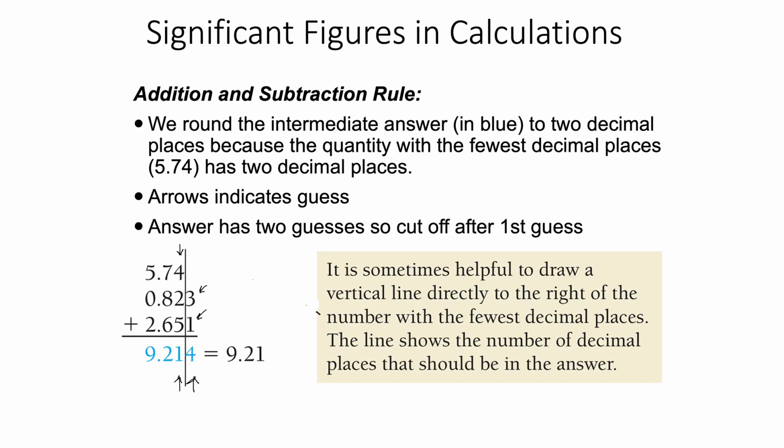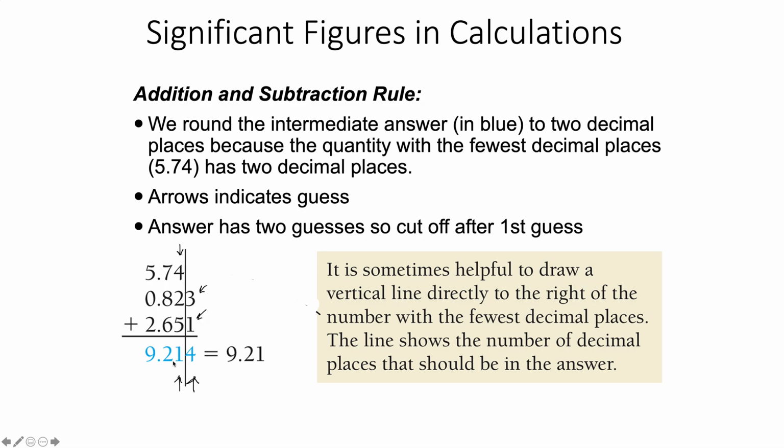All right, so looking here, we're going to add up these 3 numbers. So this number has 3 sig figs. This number has 3 sig figs. This number has 4 sig figs. I put arrows here for the last sig fig. The 4 here is a guess. Excuse the dogs. The 3 here is a guess. The 1 here is a guess.